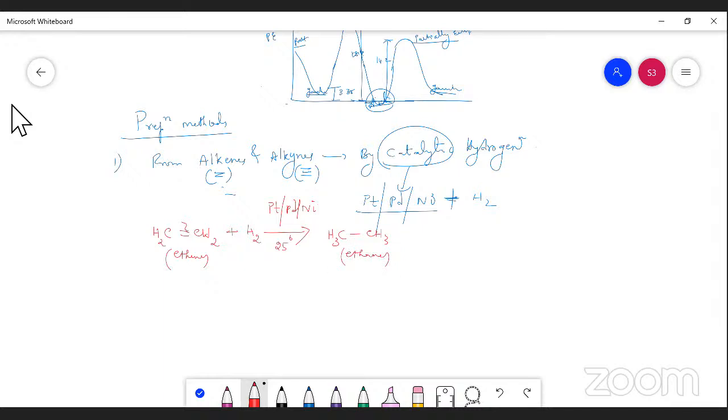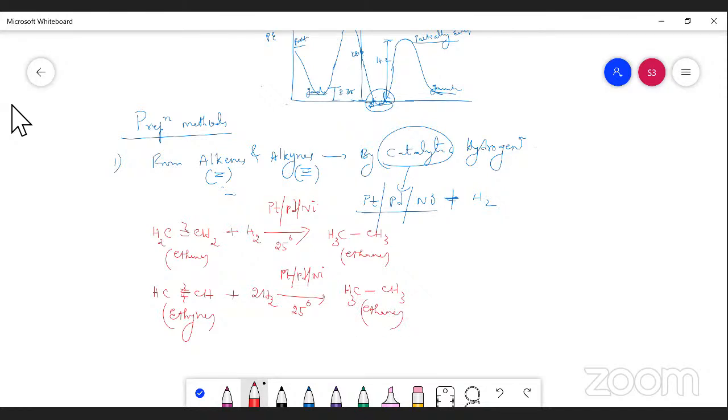Otherwise, you take an alkyne, CH≡CH, and add hydrogen in the presence of platinum, palladium, and nickel, at normal room conditions, 25 degrees. Then, total 3 bonds are there. Out of 3 bonds, 2 bonds will break down. So finally we get CH3-CH3. This is ethyne, also called acetylene. Acetylene gives ethane. So from alkenes and alkynes, by catalytic hydrogenation, we get alkanes.